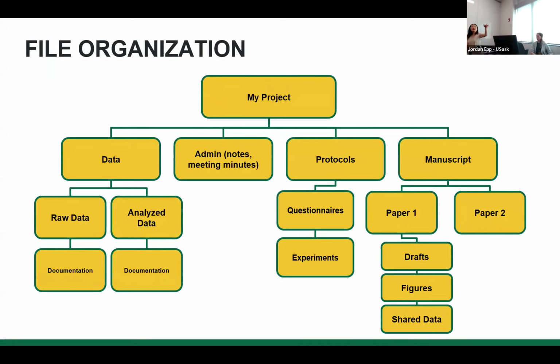This is one example of what a file organization would look like. As you see, this is for one single project. In that one single project, you might have a data folder. This is just an example and it might look different for different projects, but as you see, they separate the raw data and the analyzed data so that you have both formats in case you need to go back. You also have the admin stuff, so any notes or meeting notes that you've had. There's also protocols, if you decided to create protocols or templates as well.